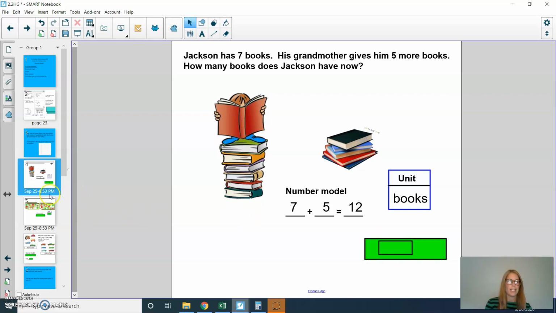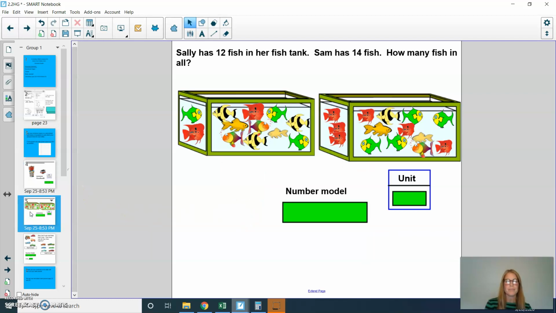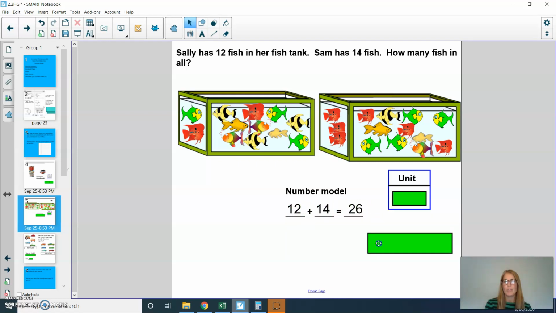Let's try 2 more like that. Sally has 12 fish in her fish tank. Sam has 14 fish. How many fish in all? Can you give me the number model and solve? And also tell me what the unit is? Press pause and then play when you're ready to hear the answer. We know that 12 plus 14 would get me to 26. And my unit would be fish.